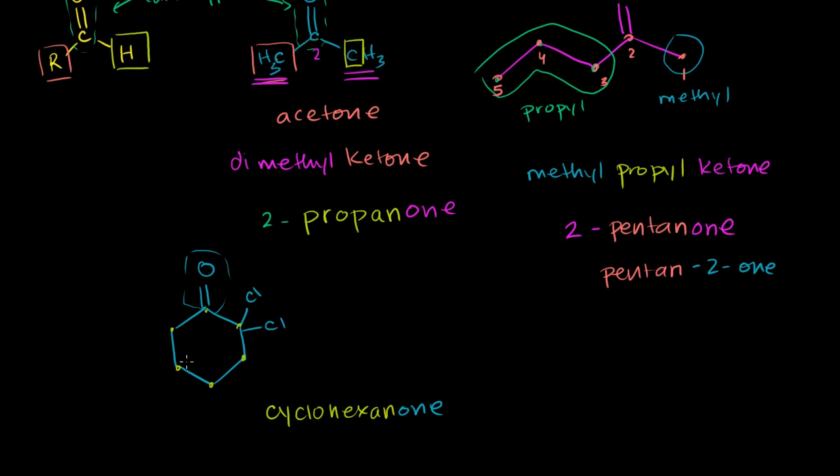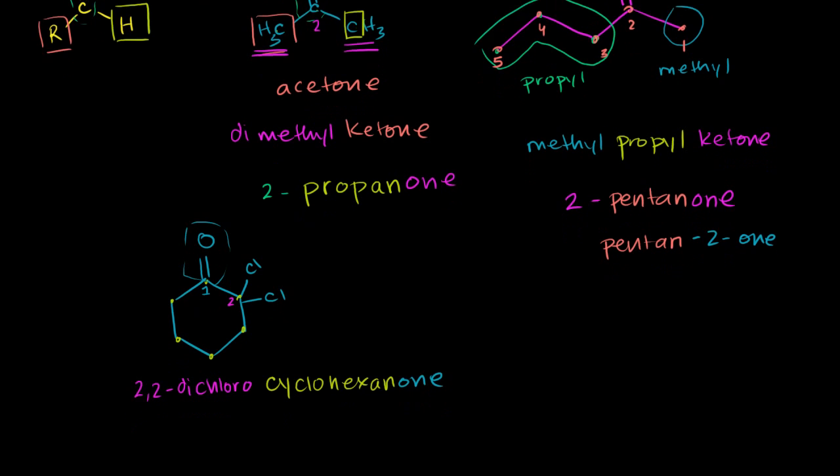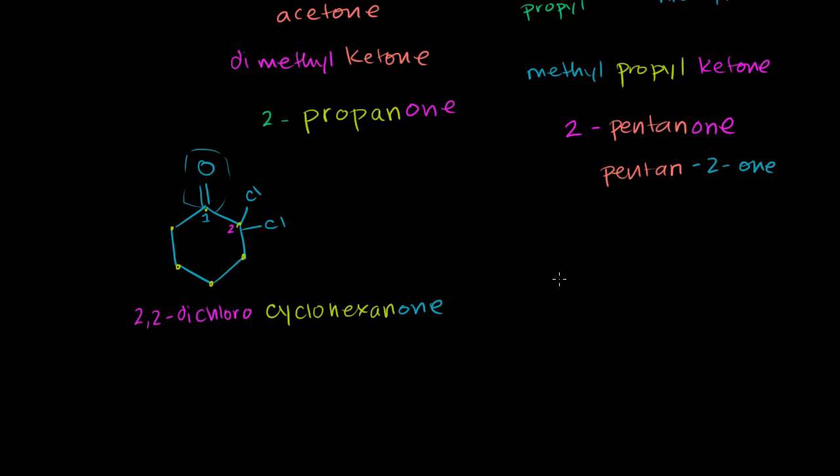And then in a ring like this, this would implicitly be the number 1 carbon. So if this is the number 1 carbon, we want to number in the direction so that the next groups have the lowest possible number. So we want to make this the 2 carbon. So this is 2,2-dichlorocyclohexanone.